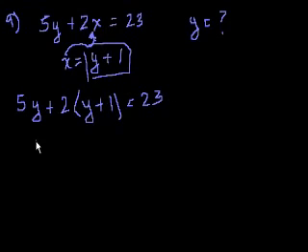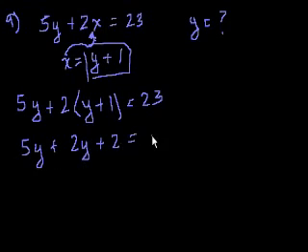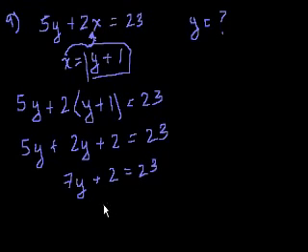We just do algebra or even arithmetic. 5y plus distribute the 2. 2y plus 2 is equal to 23. 5y plus 2y is 7y. Plus 2 is equal to 23. Subtract 2 from both sides. 7y is equal to 21. y is equal to 3.